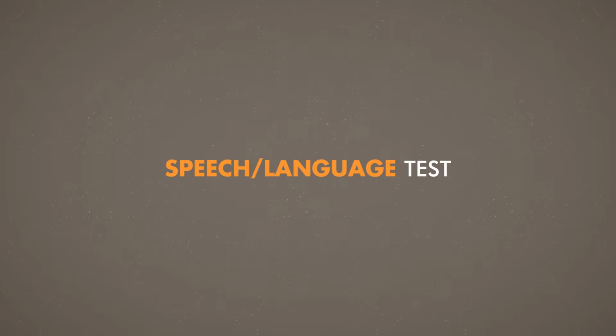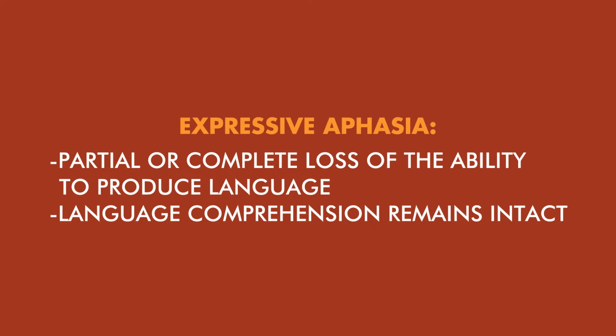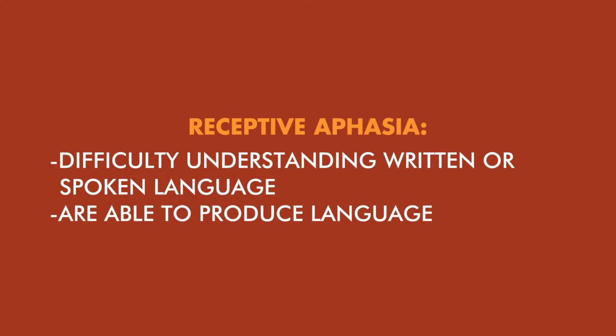Next up is an assessment of the patient's ability to produce and comprehend language. Language dysfunction is known as aphasia. There are 2 types of aphasia: expressive aphasia and receptive aphasia. Patients experiencing expressive aphasia will have partial or complete loss of the ability to produce language, either spoken, manual, or written. With expressive aphasia, language comprehension generally remains intact. Patients with receptive aphasia will have difficulty understanding written or spoken language, but are able to produce language appropriately.